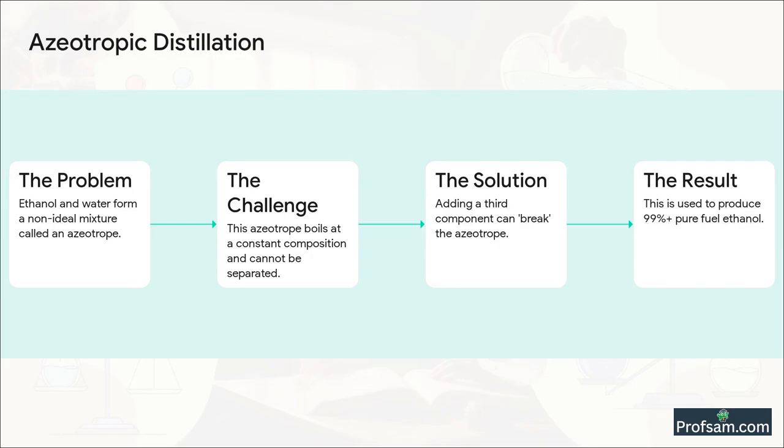You see, ethanol and water form a non-ideal mixture called an azeotrope. This special mixture boils at a constant composition, which means you cannot separate them beyond about 95% purity using normal distillation. So, to get 99% plus pure ethanol, industries use a clever process called azeotropic distillation. They add a third component which breaks this azeotrope, allowing them to achieve the high purity needed for fuel.